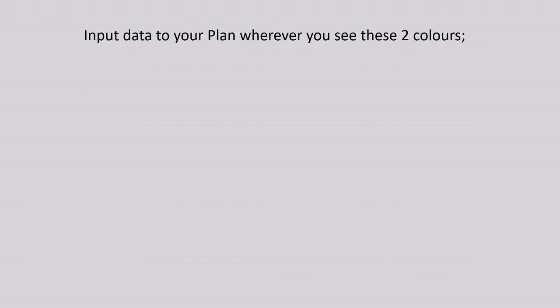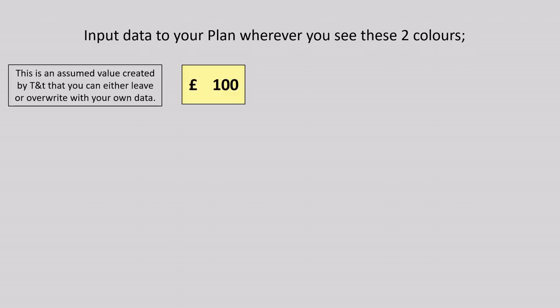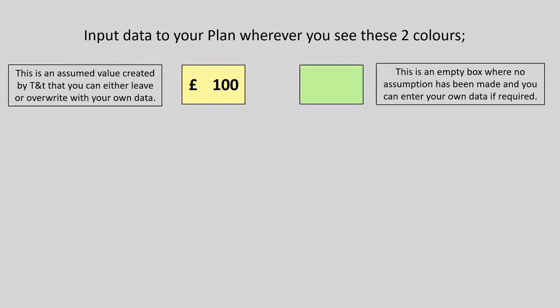Let's start by looking at how to see where you can enter data into your plan, which is wherever you see one of two different colored boxes. When you see a yellow box, it means that TNT has made an assumption for you in order to create the first version of your plan. You can decide to either leave that assumed value or change it to better reflect you and your circumstances.